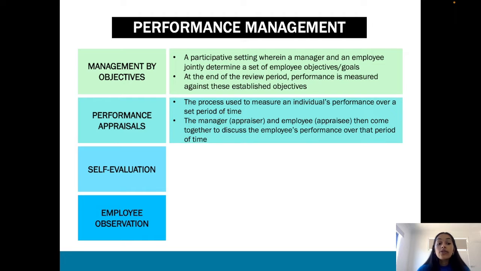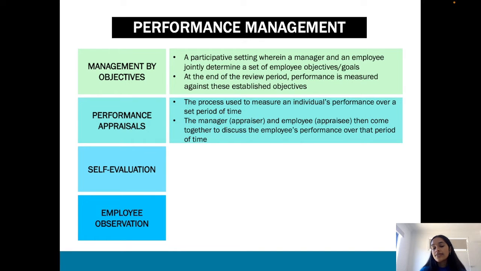Then we have performance appraisals. This is essentially a process used to measure an individual's performance over a set period of time. So the manager, which is the appraiser, and employee, which is the appraisee, they then come together after that period of time to discuss the employee's performance over that period of time.